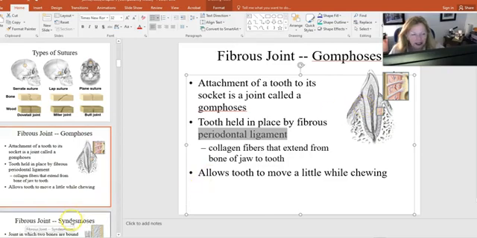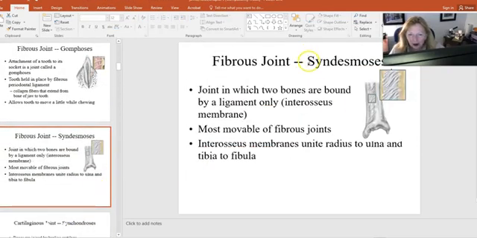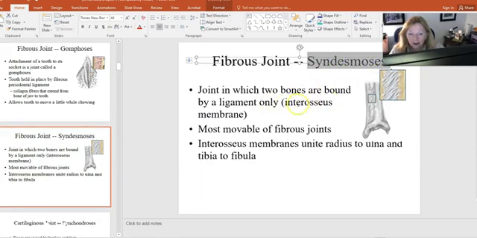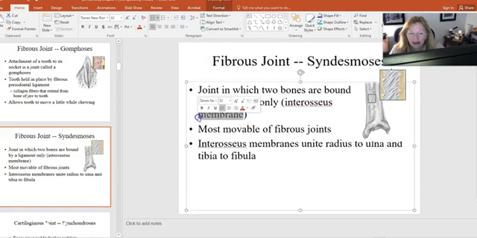So there's a little bit of wiggle room, not a lot of movement, but a little bit of wiggle room for sure. Now, the last fibrous joint, and I don't really ask you all about syndesmosis, is actually a membrane that is found between the radius, which you all know is a lower arm bone in the forearm, and the ulna. So as you pronate your hand, this actually is a membrane that allows for that movement.